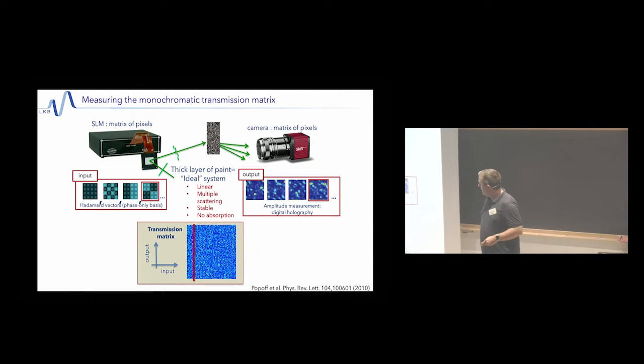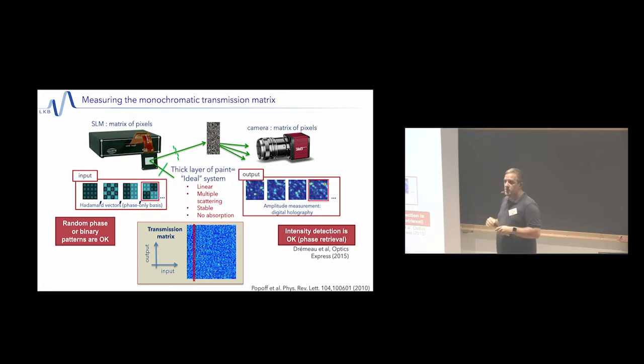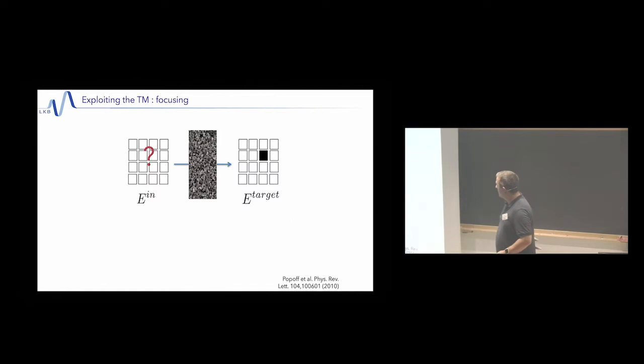Okay, so that was the initial work, but of course we refined it quite a lot. And I just want to point out that with random phases, you don't need to send a basis. You can send a random pattern. You can send binary patterns. That's okay. You can just do intensity measurement. Then you need to do some kind of phase retrieval. This was a very nice work with Angélique that we'll talk about on Friday. So you can simplify this measurement quite a lot to extract the transmission matrix.